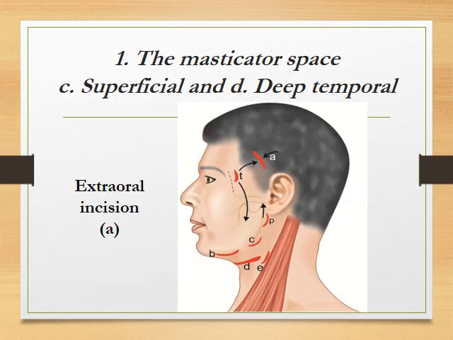The surgical approach to the superficial and deep temporal spaces is through an extraoral incision. This is the incision for drainage. The incision is made horizontally, parallel to the margin of the hairline, approximately 3 centimeters above the zygomatic arch. This is the zygomatic arch, 3 centimeters above, horizontal and parallel to the hairline. We will do the incision for drainage of the superficial and deep temporal spaces.